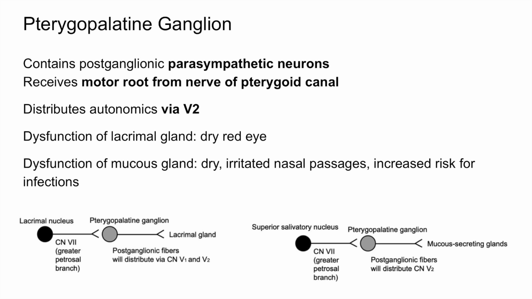So the clinical side becomes more straightforward. If you disrupt the ganglion or its incoming fibers, you're going to get lacrimal gland dysfunction, so you're going to have a dry eye. With nasal gland dysfunction, you'll have dry or irritated nasal passages and increased infection risk.